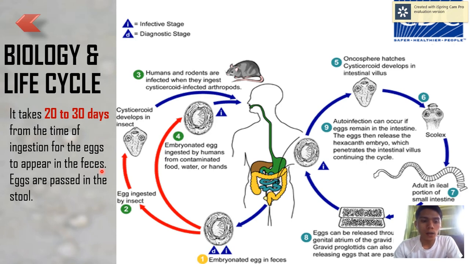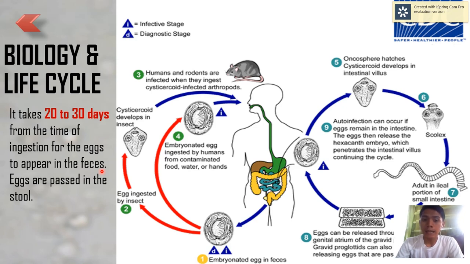So, eggs are passed in the stool. So, as you can observe, walay proglottids na makita sa feces. It's because the proglottids undergo degeneration. Now, what does it mean? Degeneration, kay unlike other species sa tapeworm, si H. nana, very delicate ang kanyang structure. So, dali lang siya ma-disintegrate.